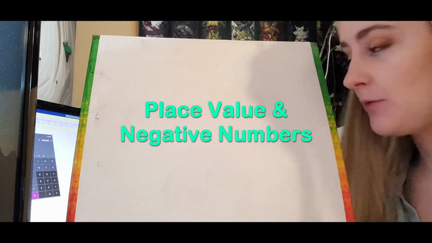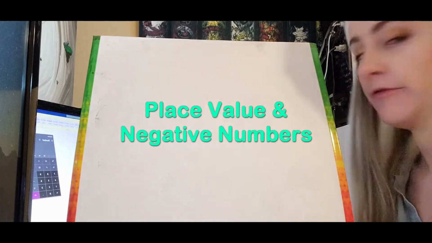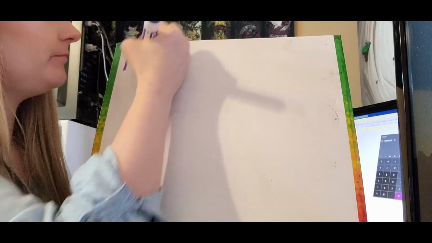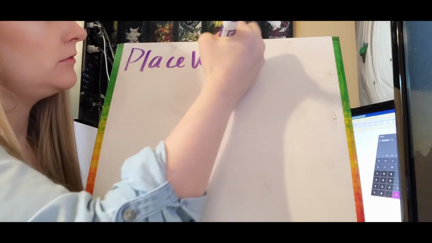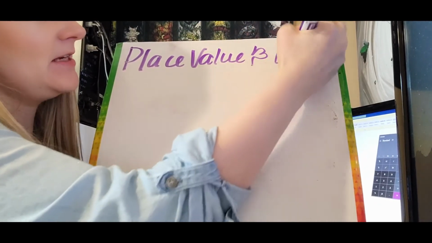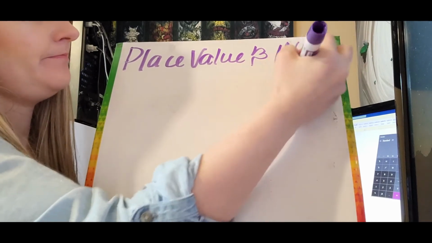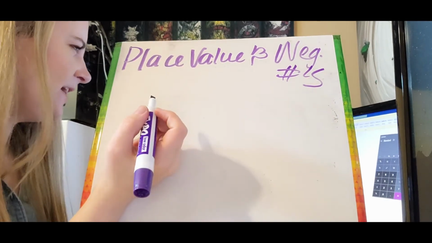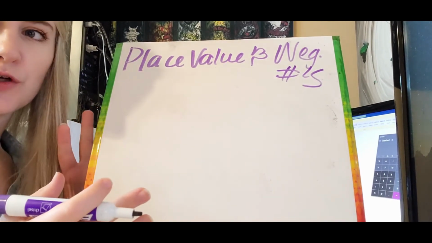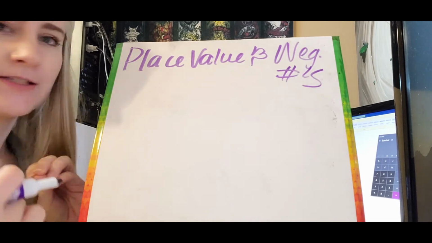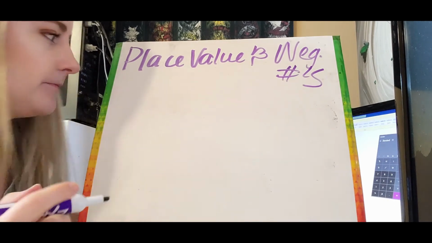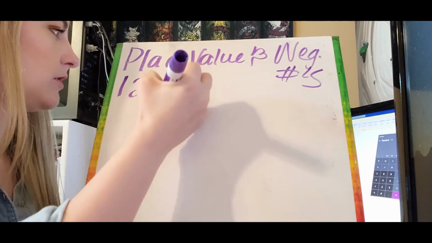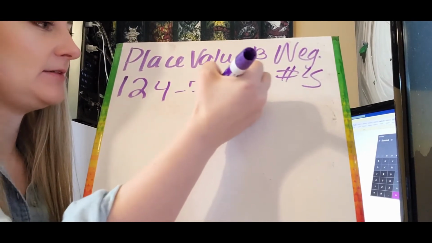The next strategy that we're going to learn, the fourth strategy, is place value and negative numbers. Sorry for my messy handwriting. Okay, this is a strategy for students who have mastered place value and the concept of negative numbers, kind of like I was saying earlier. Okay, so we have 124 minus 78.